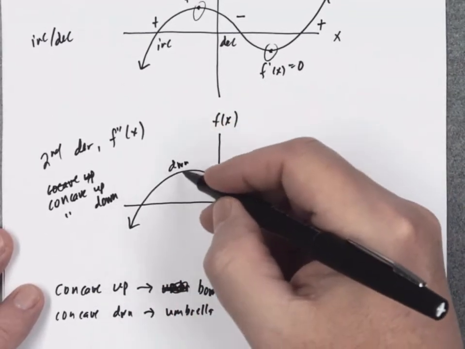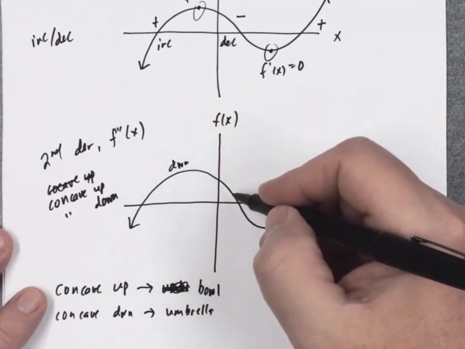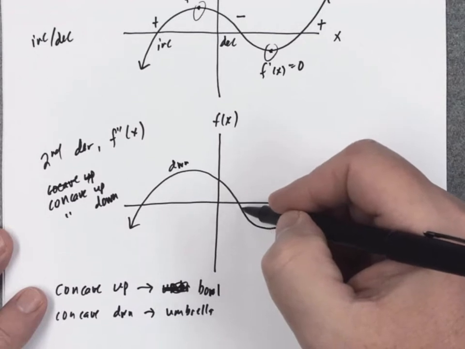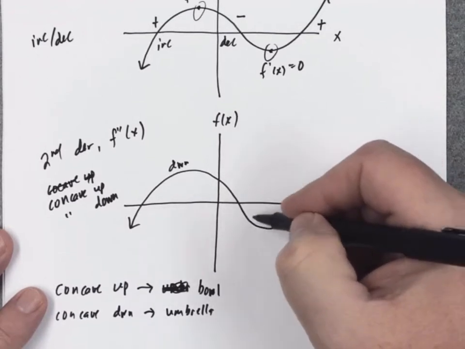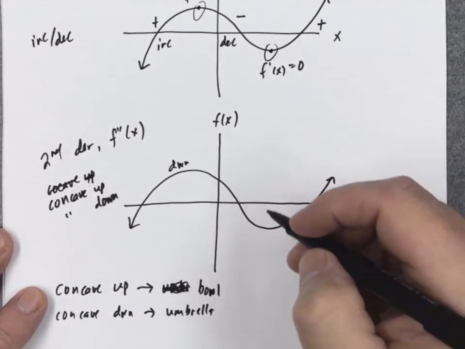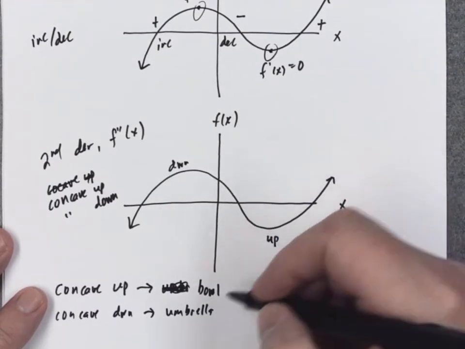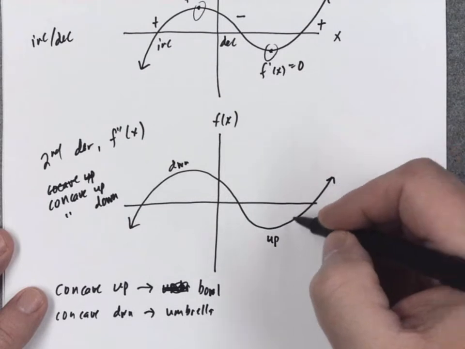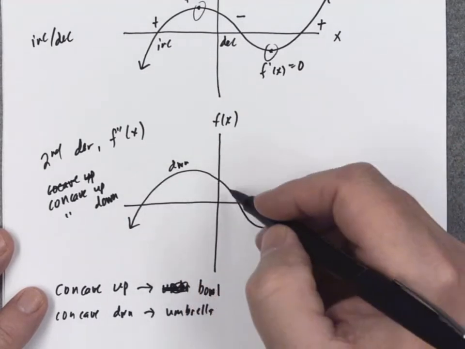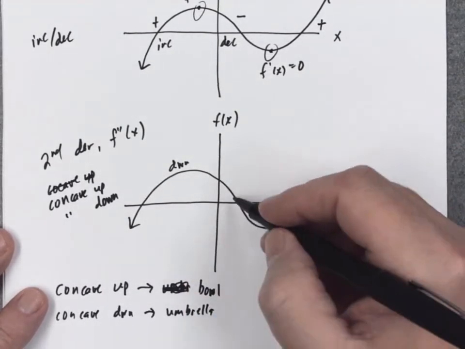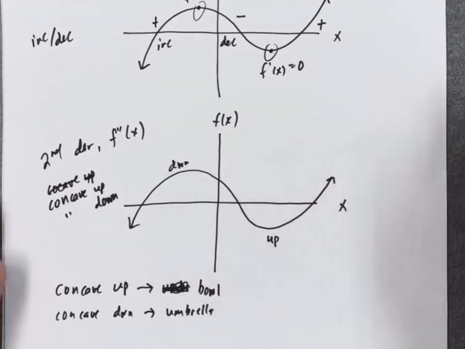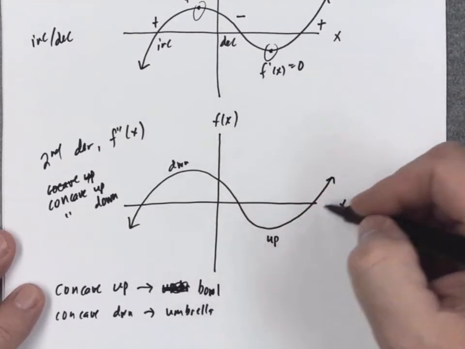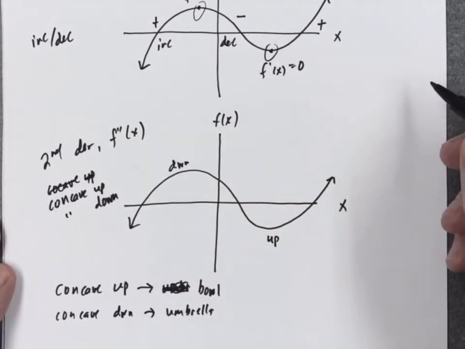This part of the graph is like an umbrella. When I keep going, I notice all of a sudden I get over here, and we call this concave up. I think of it like a bowl because it's sort of curving up. Concave down sort of curves down like an umbrella. Concave up curves up like a bowl.